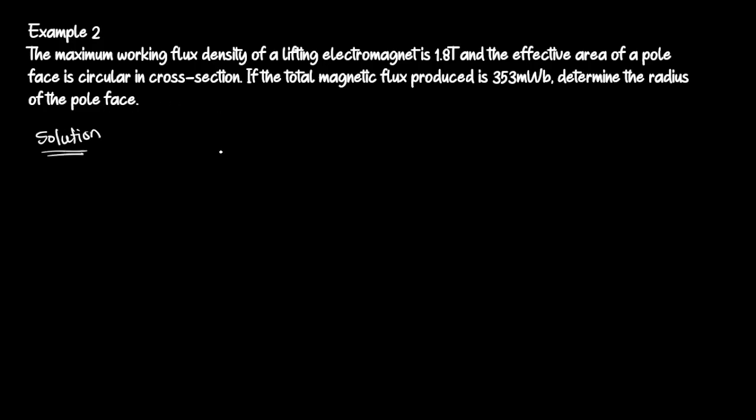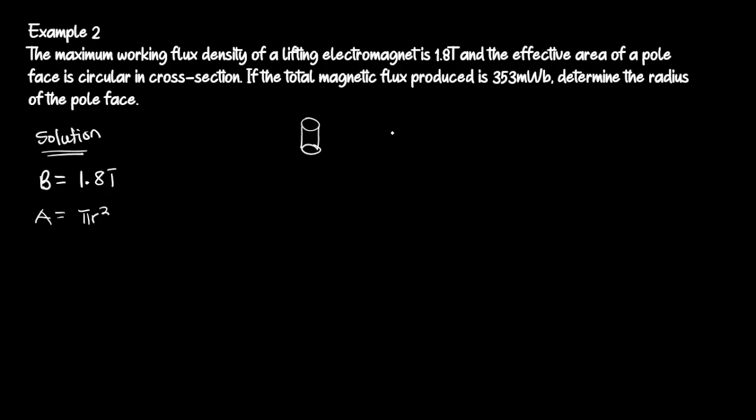So as you can see, we are saying that the maximum working flux density of a lifting electromagnet is 1.8 Tesla. So the flux density has been given to us: B is equal to 1.8 Tesla. And the effective area of a pole face is circular in cross section. Because the pole is circular in cross section, we are dealing with a pole that looks something like this. It can be long, it can be short, but all it tells us is that we have to find the area of a pole that looks like this. And to find this area, the formula we use is pi r square, not your regular length times breadth.